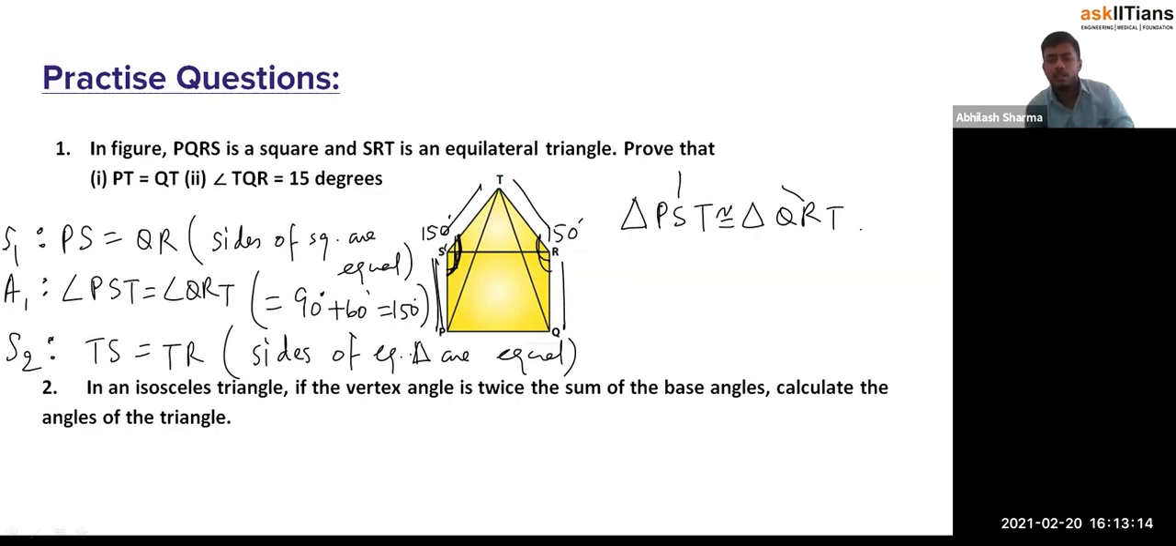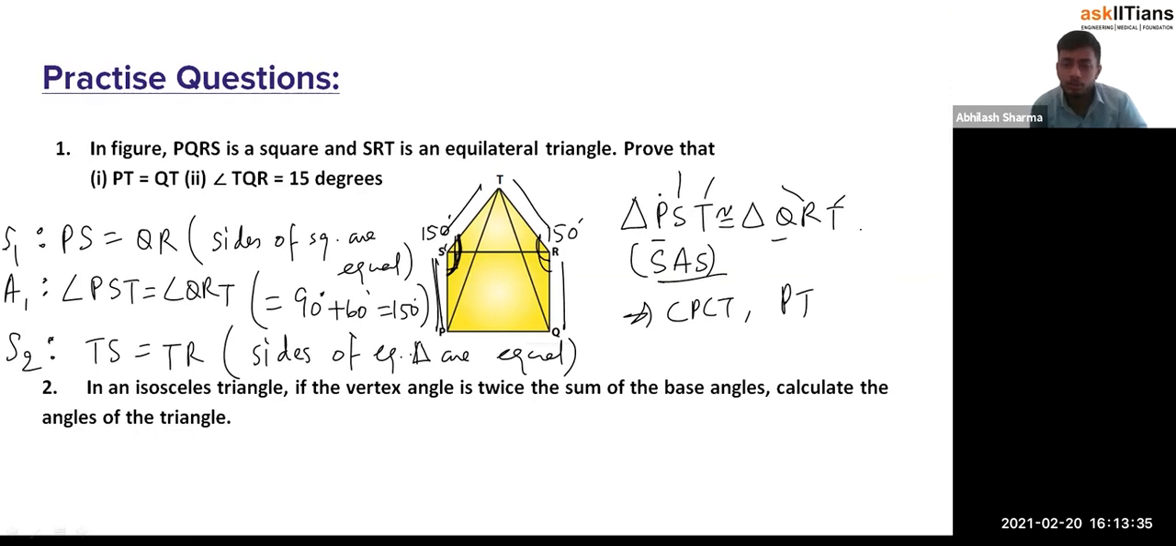Similarly, T will correspond to T, and the remaining letters P and Q we write as they are. And what is the criterion that we have used there? We have used the SAS criterion. So by CPCT, we can conclude that PT will be equal to QT. These correspondence orders are very important. Hence proved. The first part has been proved.